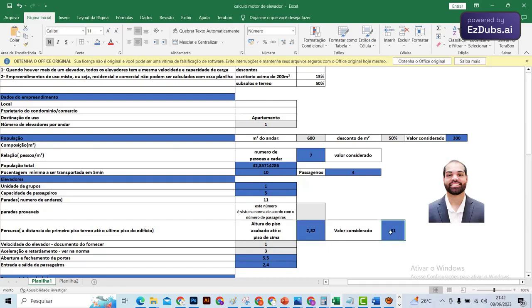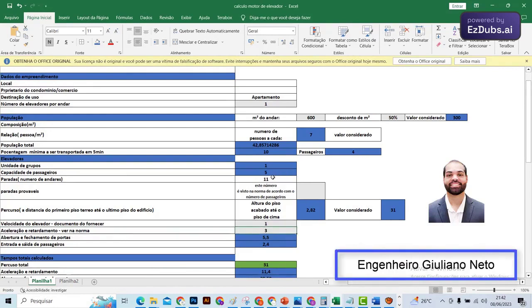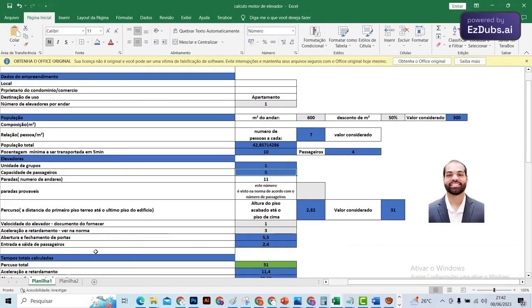Speed of my elevator: we were able to obtain this through our supplier's documents, so I consider here 1 meter per second. The acceleration delay we also checked in the standard through the number of passengers considered above, which was 5. Passenger entry and exit here is 2.4. The opening and closing of doors that I consider here was 5.5. Usually we leave these default values as well.